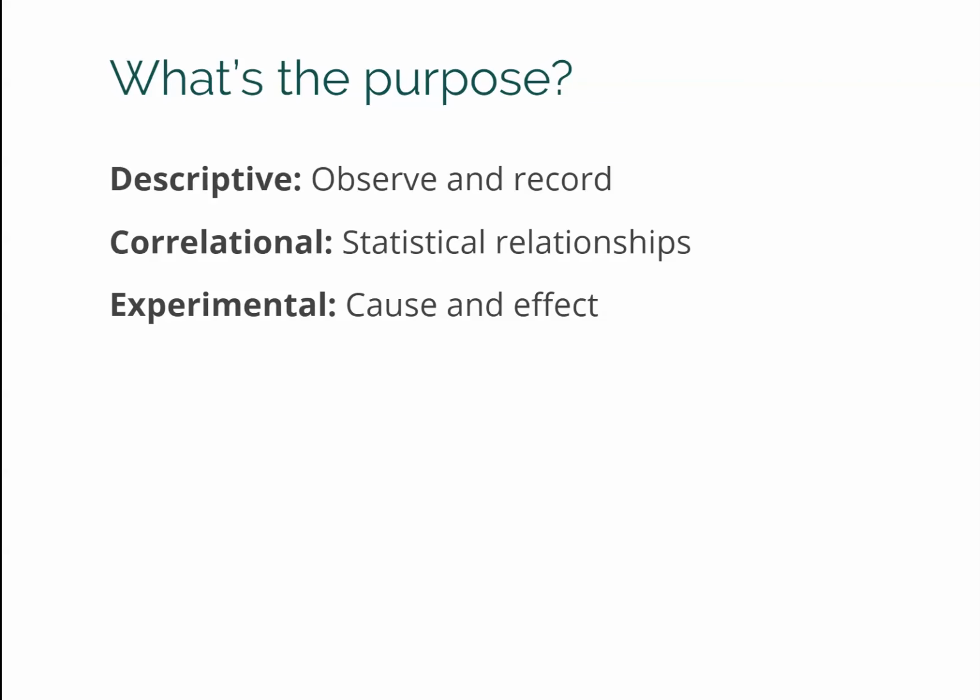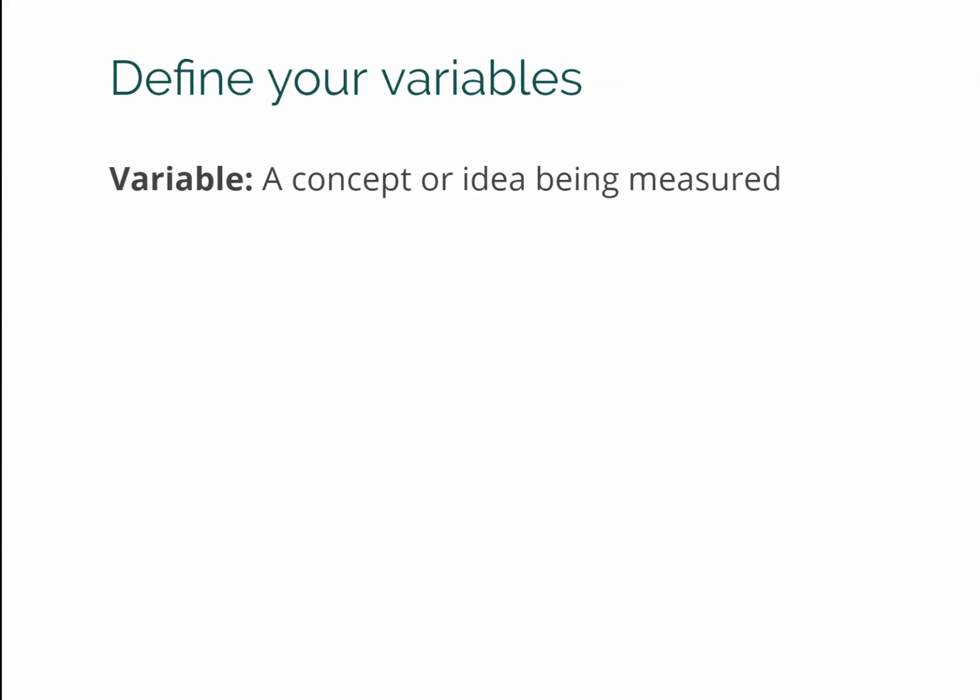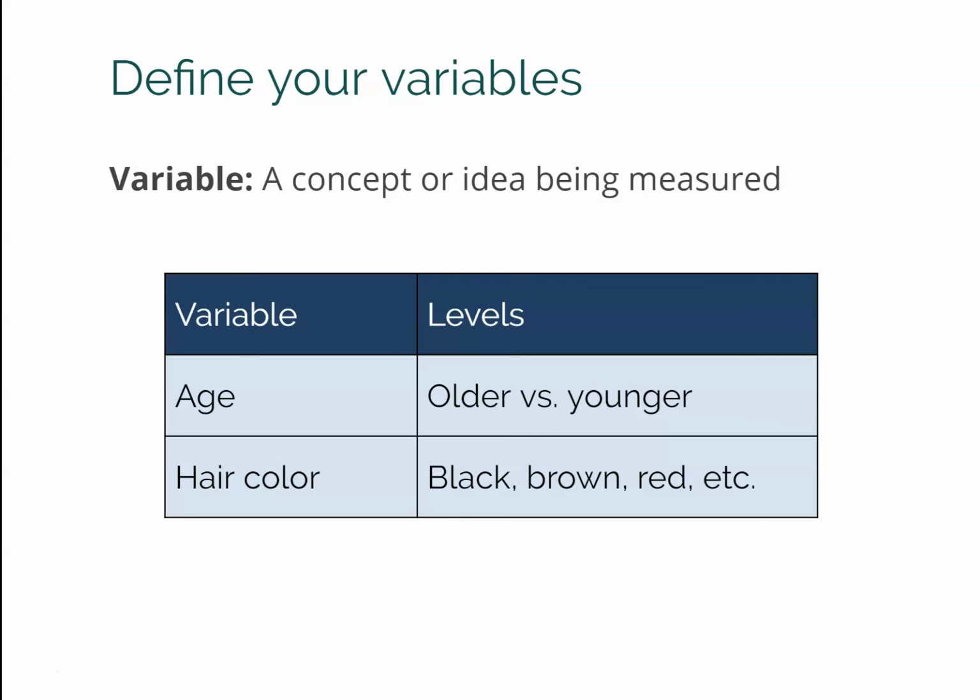Now, anytime we do research, regardless of its purpose, we're always going to be measuring one or more variables. And the variables are simply the concepts or the ideas that you are measuring. And any given variable will have multiple possible values. So for example, if my variable is age, then obviously my values or my levels might be the different ages. Something like hair color, we can't measure it with numbers the same way. It's not like black hair is worth more than brown hair, but we can still divide it up into different categories.